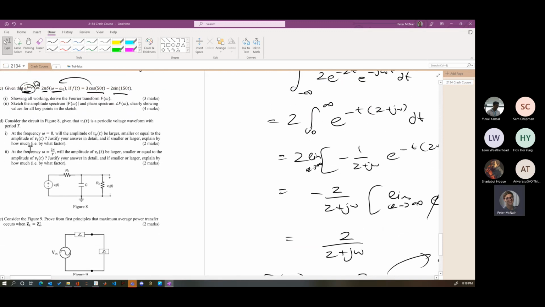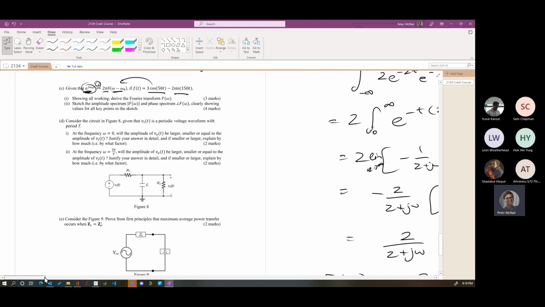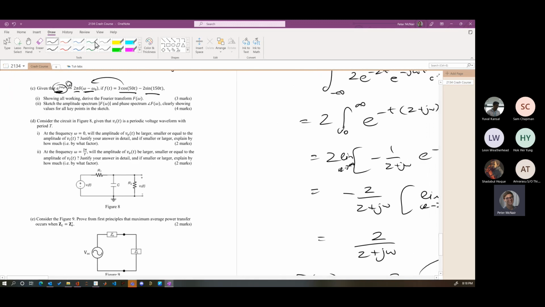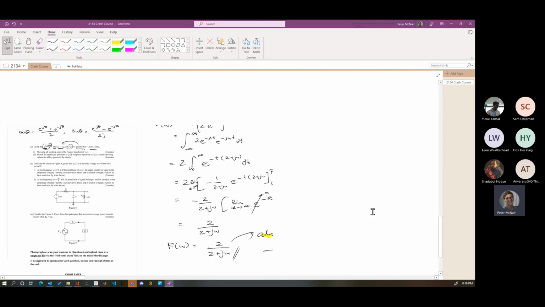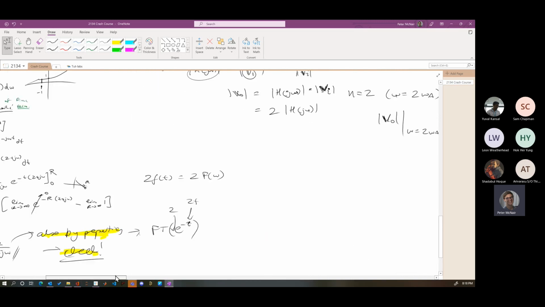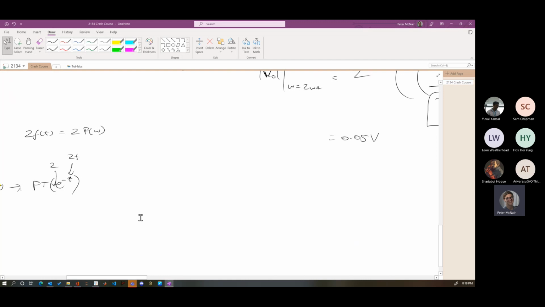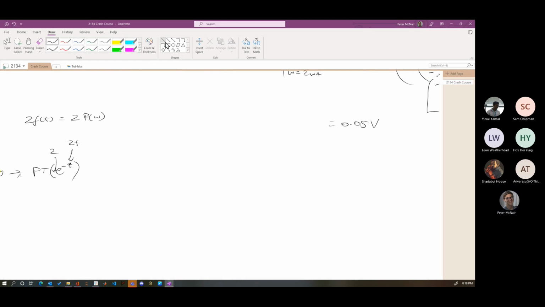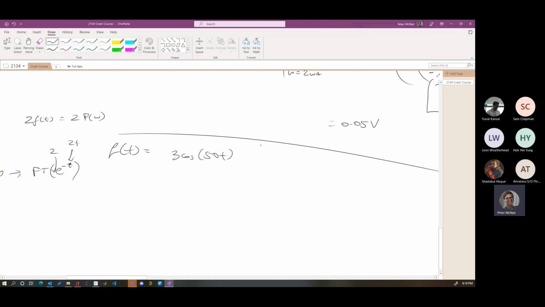So we're looking for deriving F of omega with regards to this f of t. So let's just come over here. We're given that f of t is equal to 3 cos of 50t minus 2 sine of 150t.